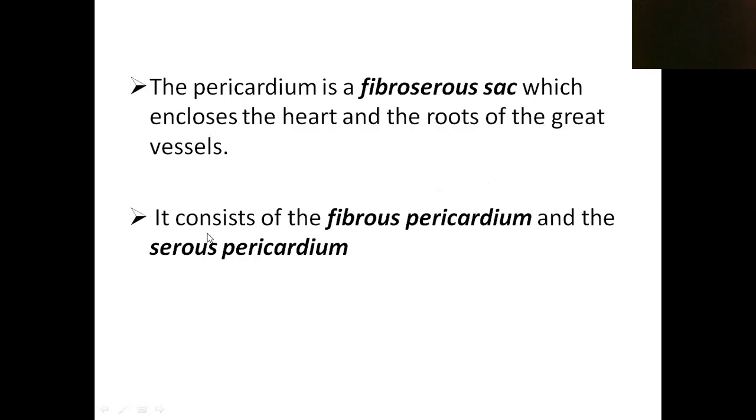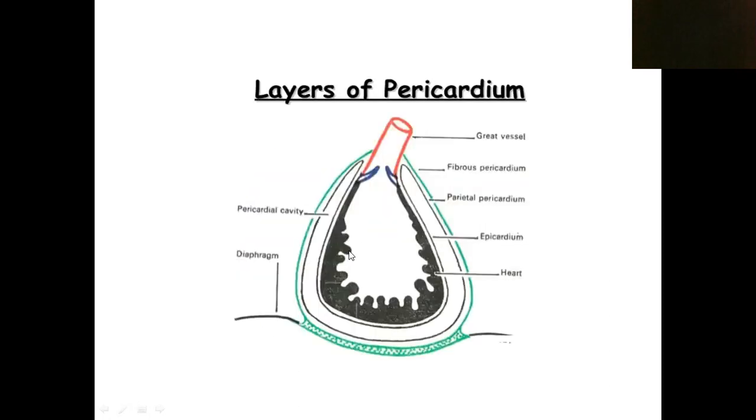Then this pericardium has two layers, fibrous pericardium and serous pericardium. What is meant by that? See, this is another diagram of the pericardium. Here in this diagram, you can see a green colored line. That represents the fibrous layer. This dark colored structure represents the heart, and this one is the aorta. So the outermost covering is the fibrous pericardium.